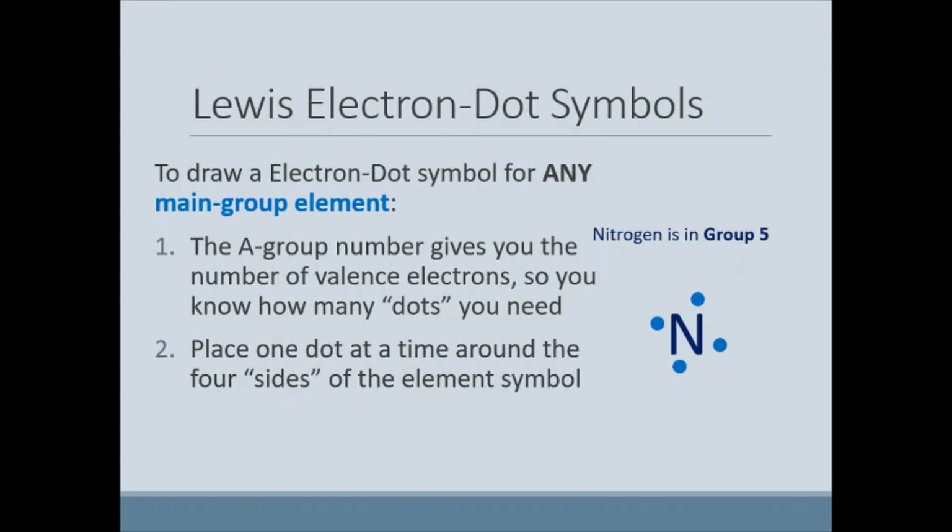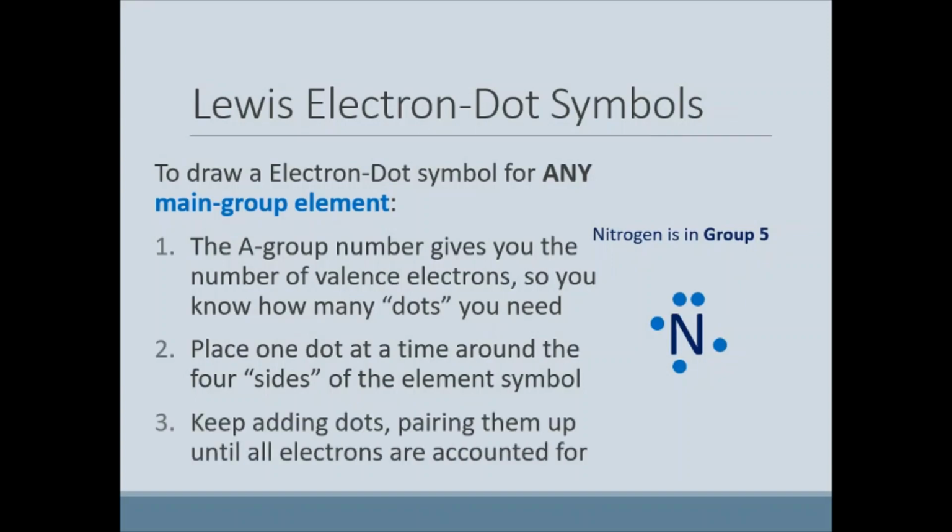And so here I have drawn 4 dots around nitrogen, but as I stated, nitrogen is group 5, so we need 5 dots. Just as a matter of opinion, I like to put them on top first, and so I can put my 5th dot on the top side, or top area. But it doesn't really matter at this point, mainly because this isn't real.